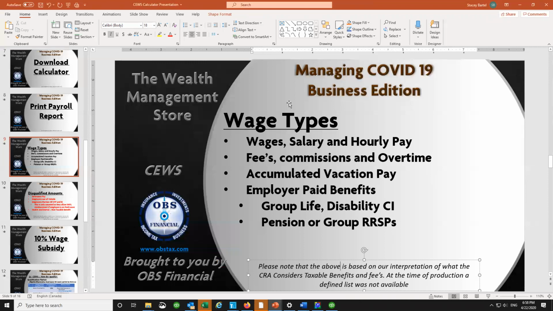So the wage types that would be allowable would be wages, salary, and hourly pay. Fees, bonuses, commissions, and overtime that would normally be paid. So if they get sales bonuses, production bonuses, commissions, overtime, if it's something that would normally be paid, that gets added into this calculation. Accumulated vacation pay, employer paid benefits, which would be group life insurance, disability, CI, things that the employer may pay for themselves.